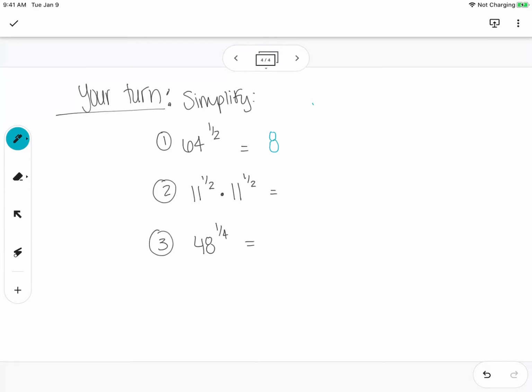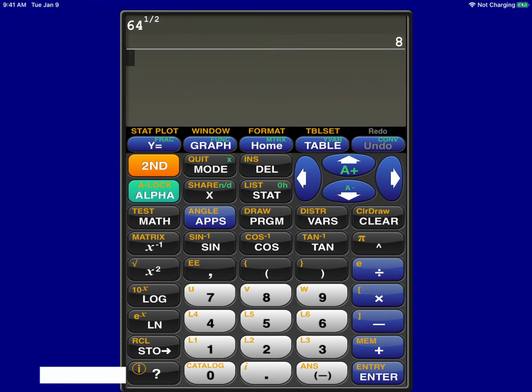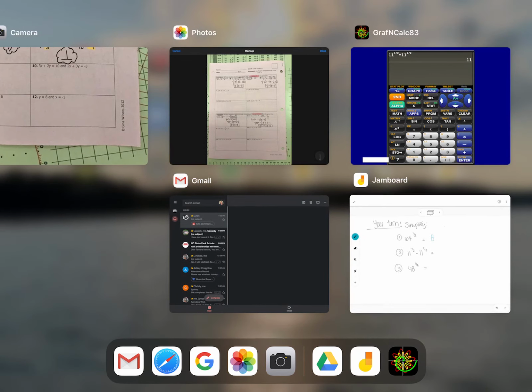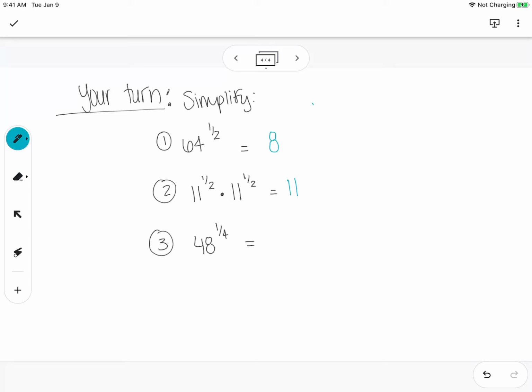11 to the 1/2 times 11 to the 1/2. Again, I can use my calculator. So 11 to the 1/2, you put that in there correctly, jump down, times 11 to the 1/2, and you get 11. And we'll talk about why that happens in a jiffy. So my answer here is 11.